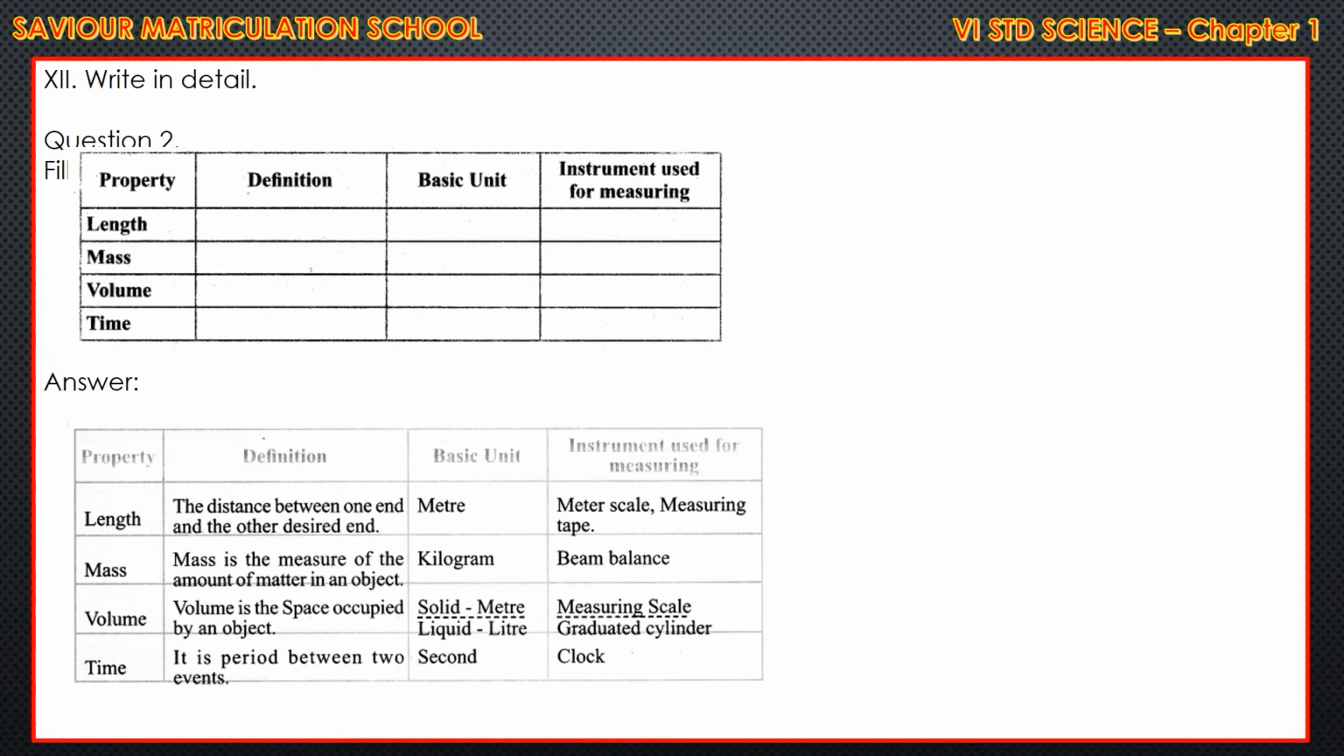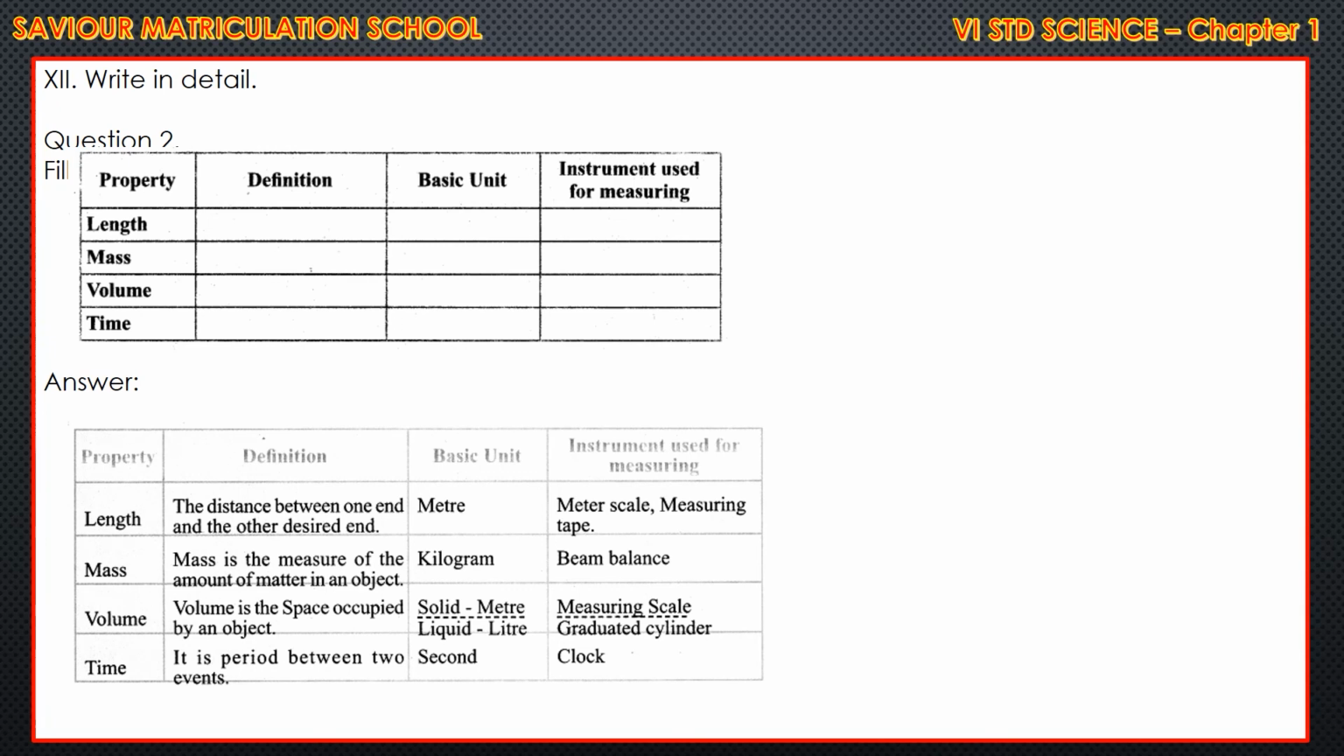Then fill in the following chart. They have given the tabular column there. The properties are already given: length, mass, volume and time. Now you have to write the definition, basic unit and the instrument used for measuring. The length definition is the distance between one end and the other desired end. The unit for that is meter. The instruments used for measuring are meter scale and measuring tape.